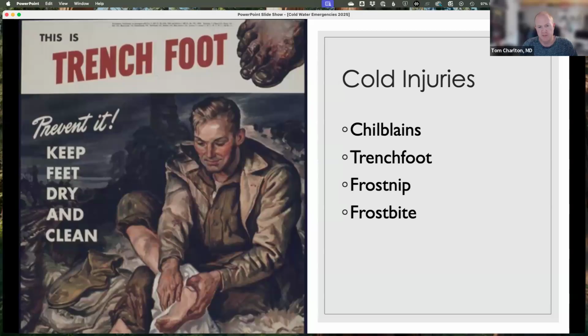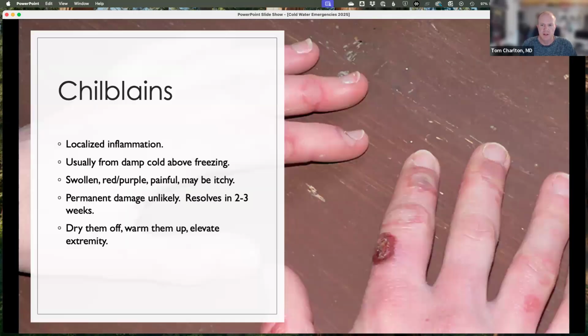Trench foot is something that's really nasty, and we're going to take a look at some pictures. We're also going to be talking about chilblains, frostnip, and frostbite. So chilblains is this initial thing. Most of us have probably experienced this to some degree. It's when we've been exposed. It's usually going to be on our hands or other skin that has to be exposed when we're outside.